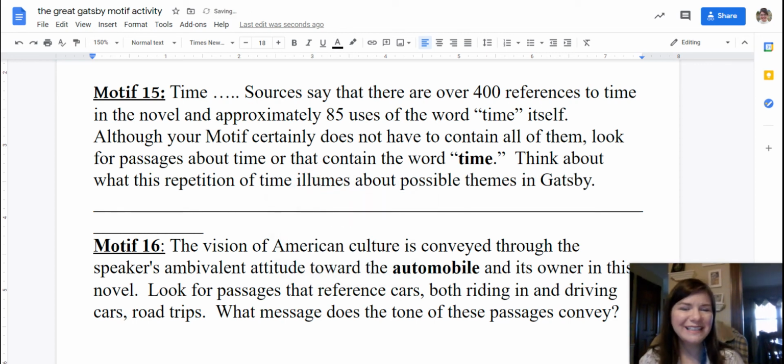So you're just tracking ideas of time, okay? And what does that tell us about some of the themes in the book, this passage of time?